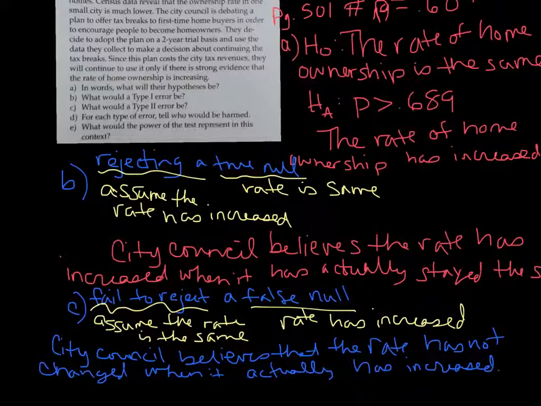So the last question asks what the power of the test is in this context. If you remember, the power was the probability of correctly rejecting a false null hypothesis. So what that would mean would be the probability that the city correctly knew that the rate of home ownership increased. So basically, it would be how well the city could tell if the home ownership had actually increased.